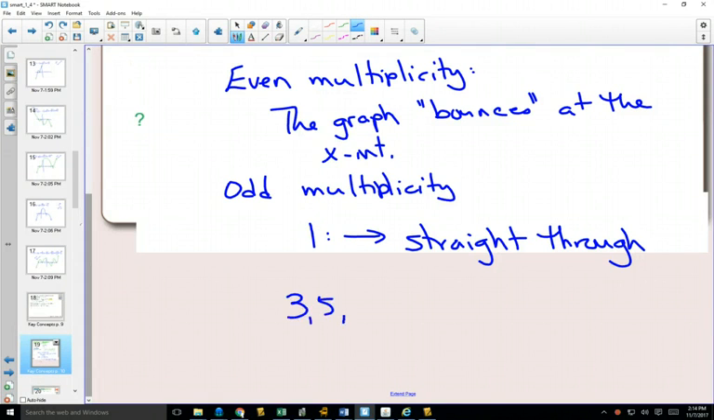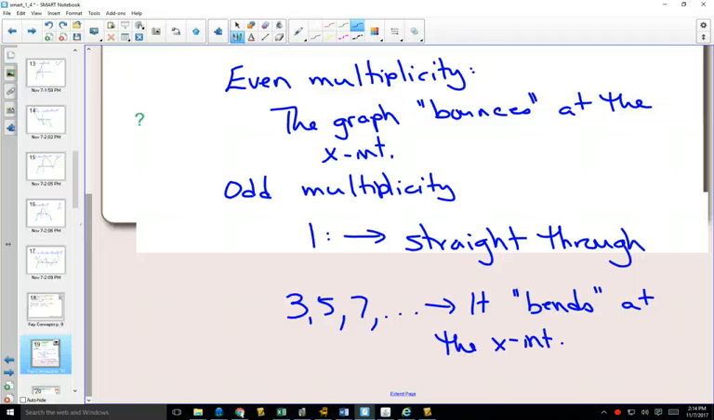If it was any other bigger number, like 3, 5, 7, then what happened at the graph? It bends. It bends so much that it actually gets flat for a second. Okay? What does that remind you of? What graph does that remind you of, the bend? An x to the third graph. And if you think an x to the third graph is really just x minus 0 3 times, it has a multiplicity of 3. And you have a bend at 0. Ooh, that's pretty cool.